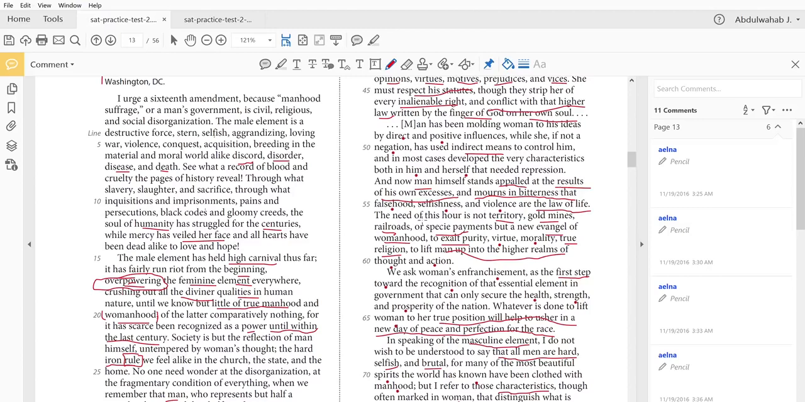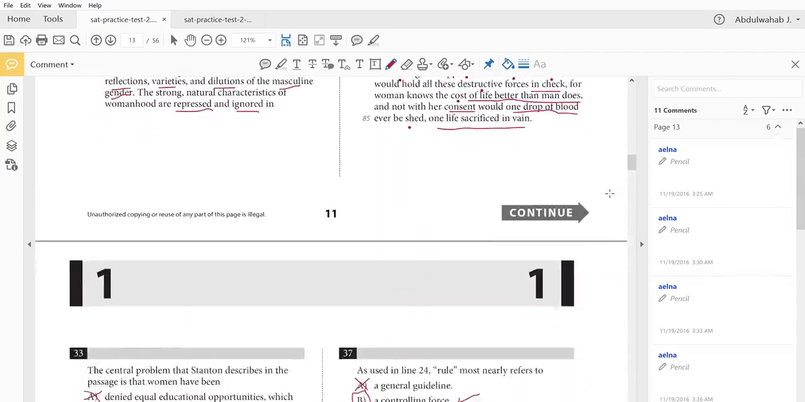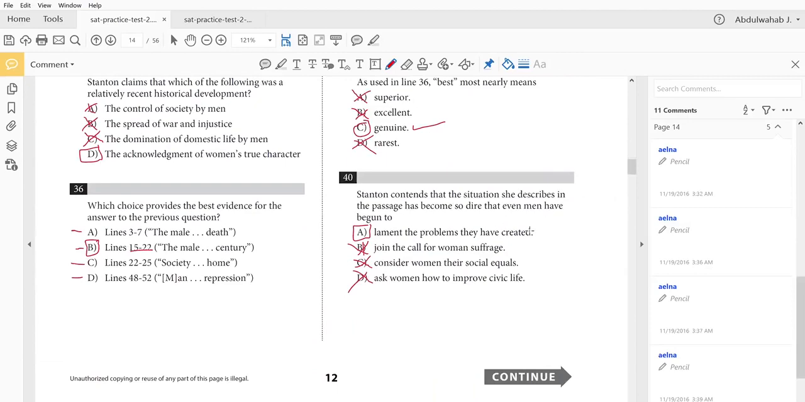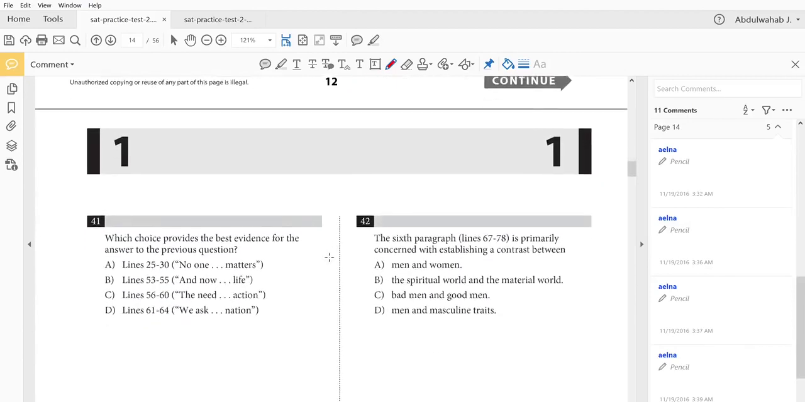In bitterness, that falsehood, selfishness, and violence are the law of life. And again, these have become the law of life because women have been deciding what the law of life should be or has to be. So they lament the problems they have created. This is the best answer we have.